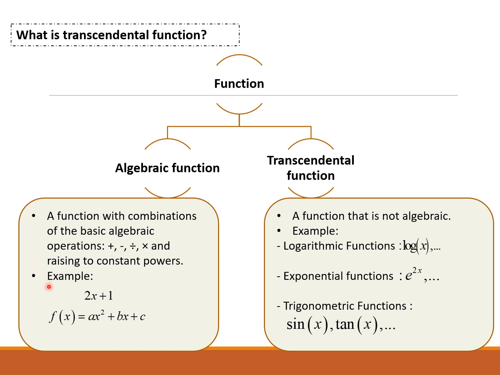So for example, 2x plus 1 is one of the examples of algebraic function, or a function of x where f(x) equals ax squared plus bx plus c. So this type of function is called as algebraic function.